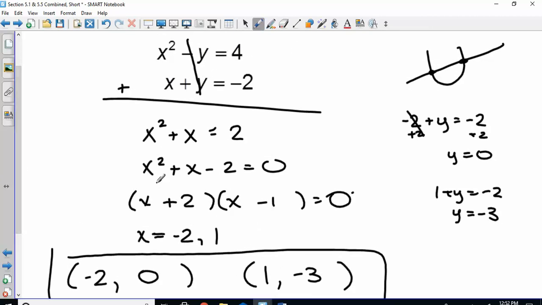Again, you can always check these. -2 squared is 4, minus 0 is 4. 1 squared is 1, minus negative, so +3 is 4. It works for both equations. So with the nonlinear, it is possible to get multiple answers. Don't be surprised when that happens.